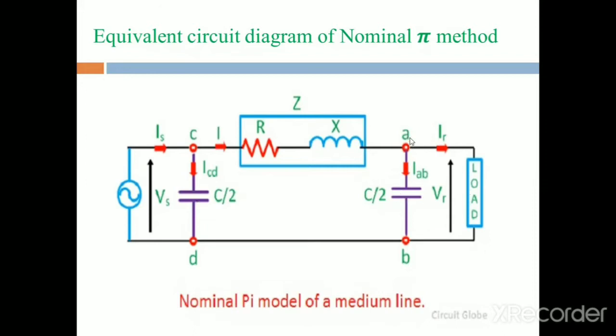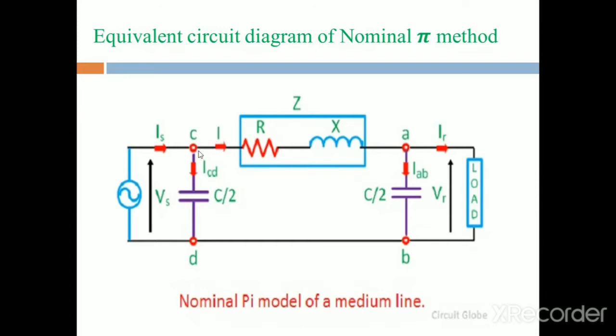We consider the points A, B at the receiving end, and at the sending end we take the points C, D. At the CD points, we connect half of the capacitance, and at the AB points, we connect the other half of the capacitance. In the middle, we connect the impedance.